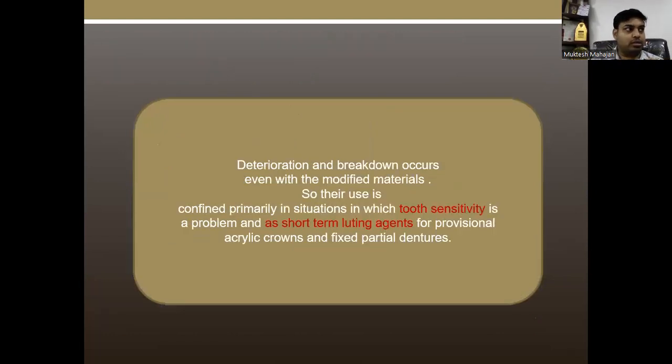After all these modifications of the zinc oxide eugenol in the liquid and the powder, there are still some drawbacks. Deterioration and breakdown occur even with the modified material. So their use is confined primarily to situations in which tooth sensitivity is a problem and as a short-term luting cement for provisional acrylic crowns and fixed partial dentures.